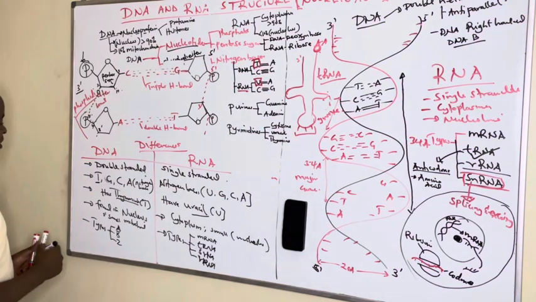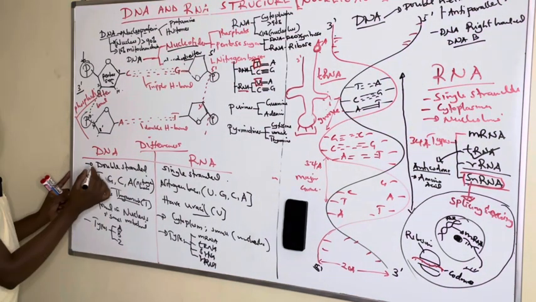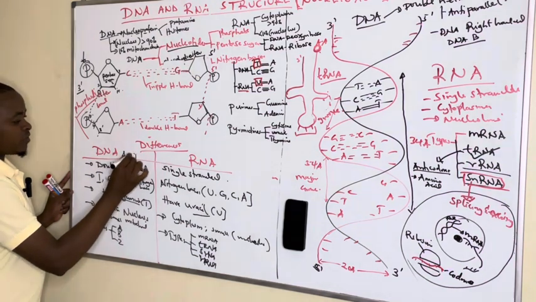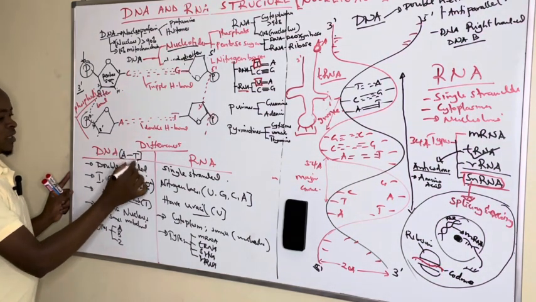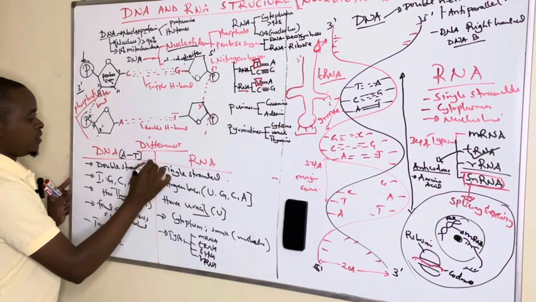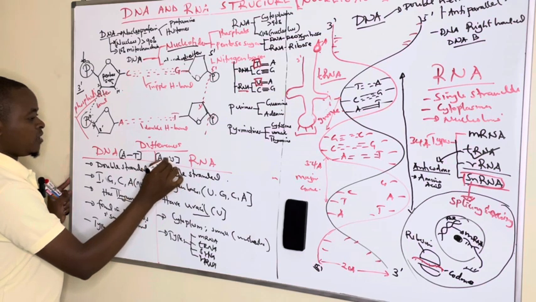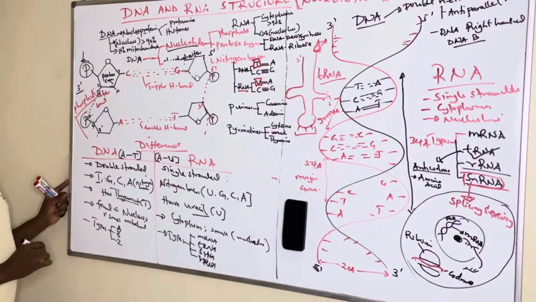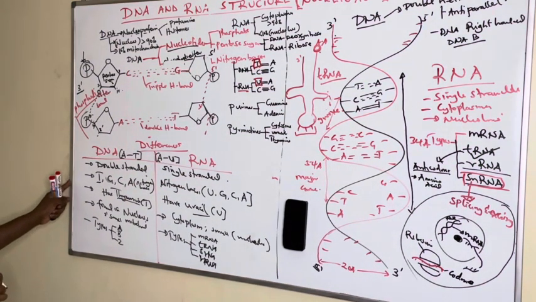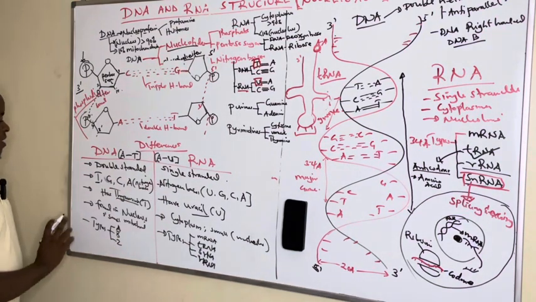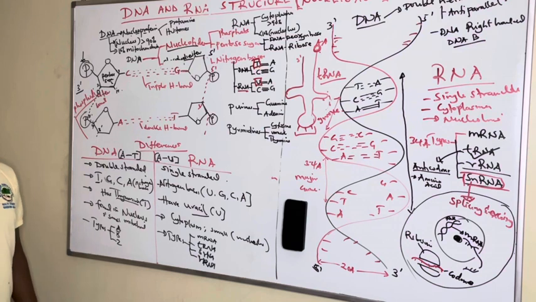In summary, in DNA, adenine is complementary to thymine. This is very important. Whereas in RNA, adenine is complementary to uracil. This is very important to emphasize. So these are some of the differences between DNA and RNA.